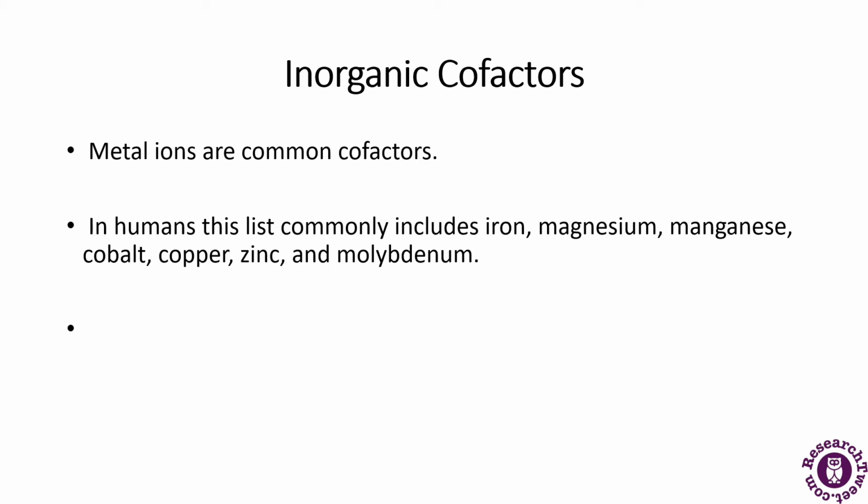Although chromium deficiency causes impaired glucose tolerance, no human enzyme that uses this metal ion as a cofactor has been identified. There are other examples as well. For example, iodine is also an essential element, but it is used as a part of the structure of the thyroid hormone rather than as an enzyme cofactor.